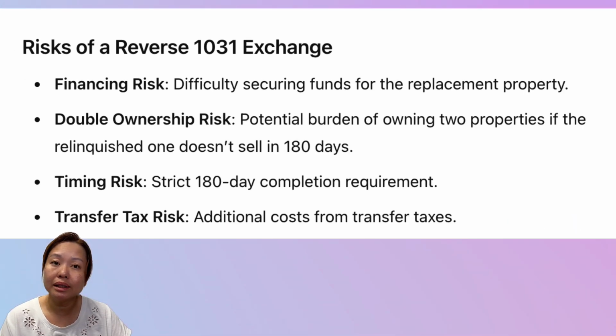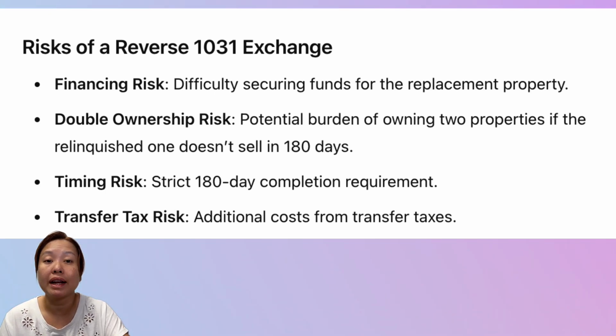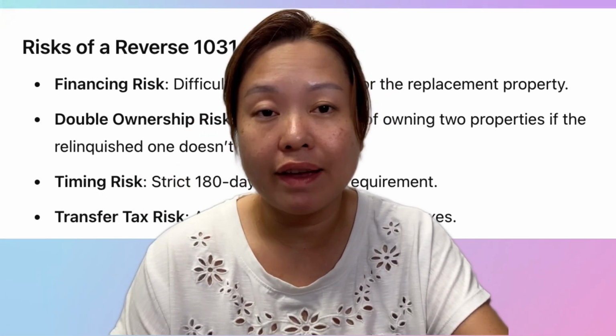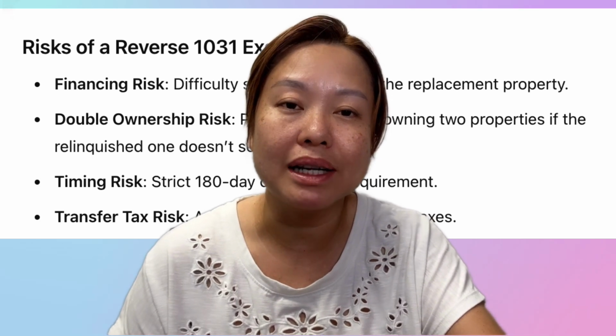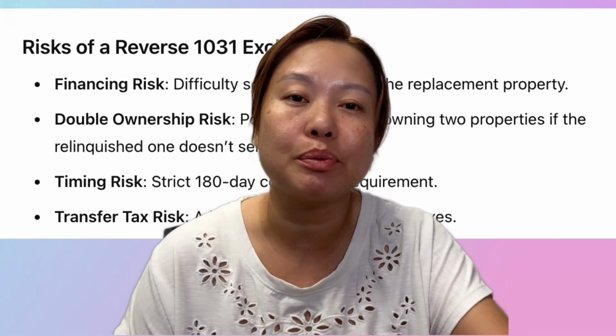What are the risks associated with a reverse 1031 exchange? Here are some of the primary risks. First is the financial risk that we touched on earlier, the difficulty of securing financing. The second thing is the double ownership risk. What if you end up with a failed exchange and then you have two properties on hand that you have to manage, and maybe your cash is tied up a little bit?